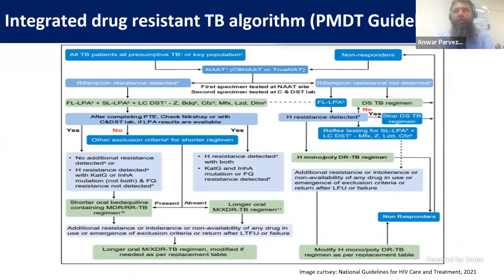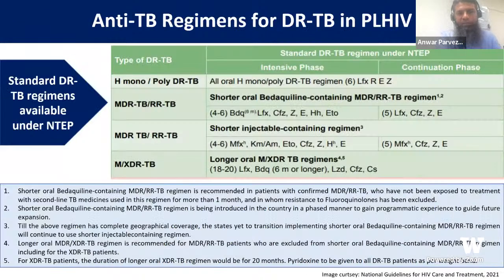Just to make it simple, at the ART center, we just need to see if, in the initial phase, when we do CBNAAT, there is resistance to rifampicin or not. If yes, then send to the DRTB center, and they decide all these things at the DRTB center itself.